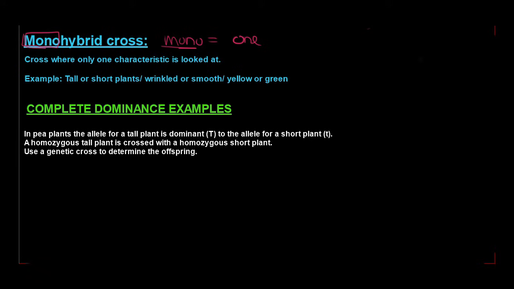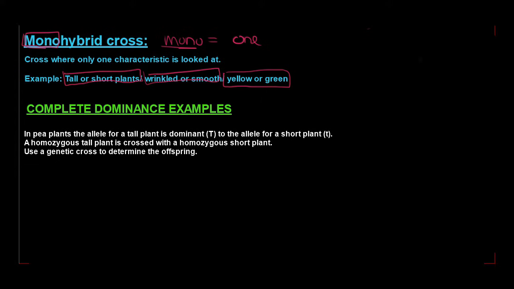So an example here: tall or short plants, wrinkled or smooth seeds, yellow or green seeds, once again using Mendel's pea plants because they're very easy to use as an example and they're also very straightforward. So in a monohybrid cross, you only look at one of these characteristics or traits at a time. So you'll either be looking at the tall or the short, the length of the plant, or whether the seeds are wrinkled or smooth, or the color of the seeds. So only one of these characteristics is looked at once.